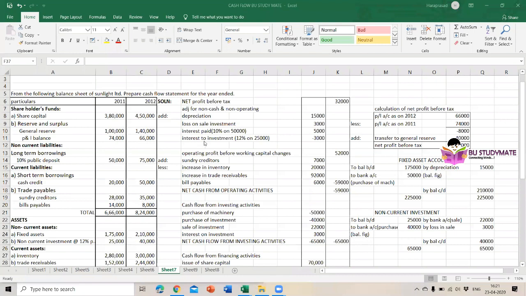It has been assumed that investment has been sold and purchased at the end of the accounting year. Here in this one, we have calculated, keeping that in mind, on 25,000. We have to pay 12% interest. 12% interest we have paid, so we have written minus 3,000 rupees.